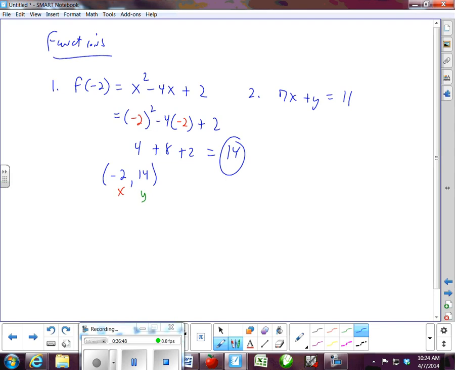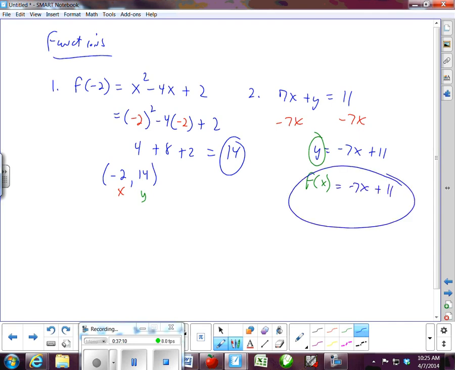All right, functional notation, right? You need to isolate the y. Get the y all by itself on one side of the equal sign. How do you do that? Let's move the 7x. I get y equals negative 7x plus 11. And remember, all you simply do is replace the y with the f of x, the functional notation. So f of x equals negative 7x plus 11. And you have put that problem into functional notation.